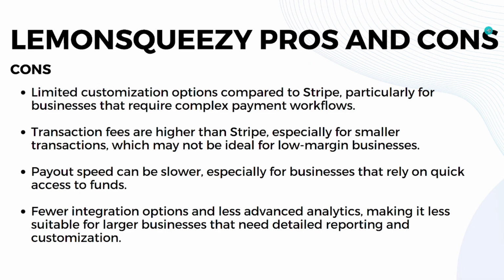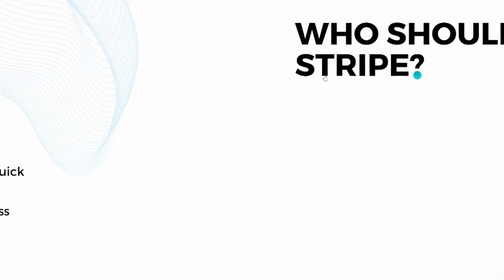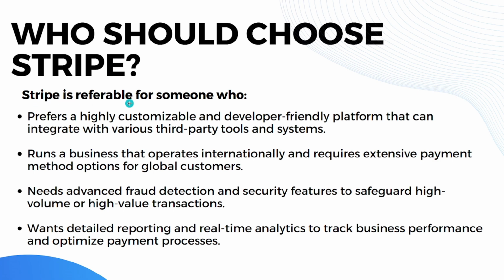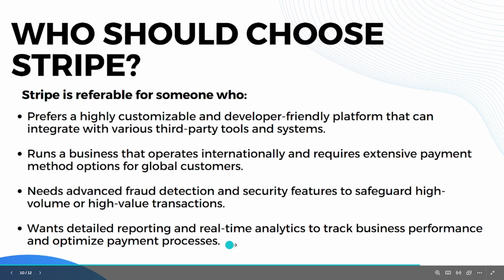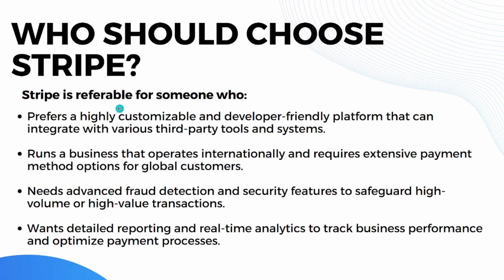So now we're done with the pros and cons comparison. So now let's go directly to which platform is the best for you. And let's start by discussing who should choose Stripe. So Stripe is preferable for someone who prefers a highly customizable and developer-friendly platform that can integrate with various third-party tools and systems. Someone who runs a business that operates internationally and requires extensive payment method options for global customers. Someone who needs advanced fraud detection and security features to safeguard high volume or high value transactions. Someone who wants detailed reporting and real-time analytics to track business performance and optimize payment processes. And that's it. So if you have all of these qualities right here, Stripe is the choice for you.